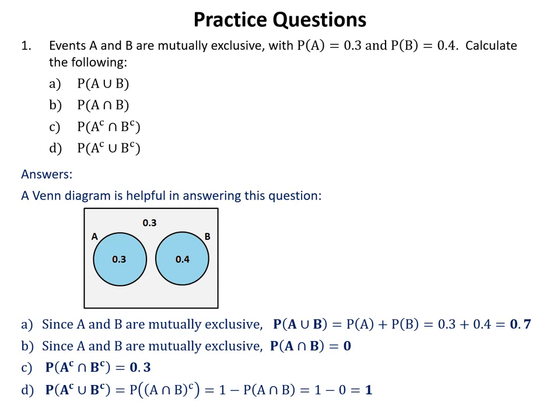And the probability of that would equal 1 minus the probability of A intersect B, which, as previously discussed, is 0, the intersection. So the answer here is equal to 1 minus 0, which equals 1.